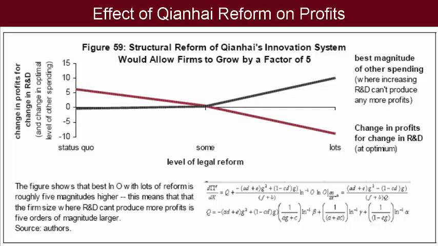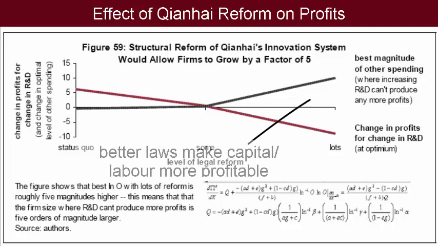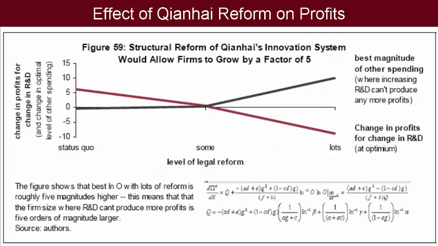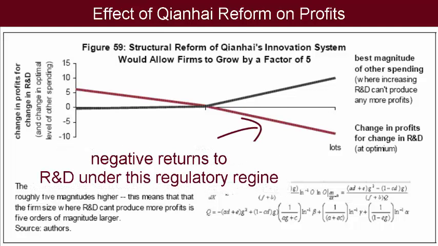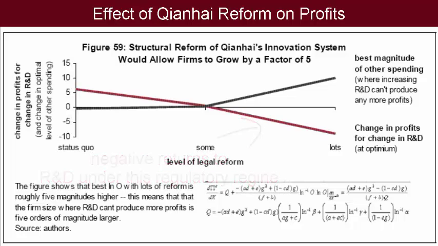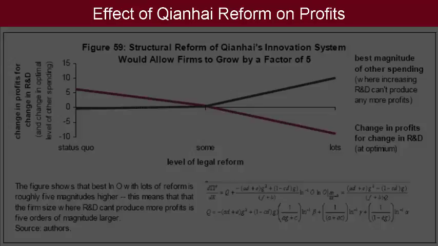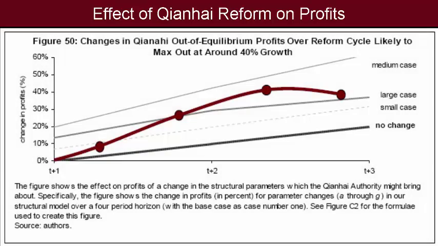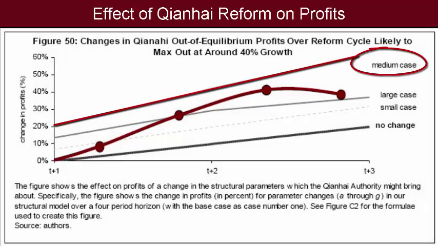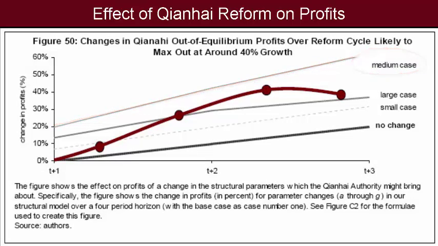Yet, even in this case, we see that these large-scale reforms would increase the returns to other types of spending, such as investments in intangibles, where more R&D spending can't produce any more profits. Thus, regulatory reform can help these companies squeeze more profits out of their operations, even when the productivity of their R&D spending has been maxed out. Along similar lines, we see that medium levels of regulatory reform would tend to maximize these profits over time.